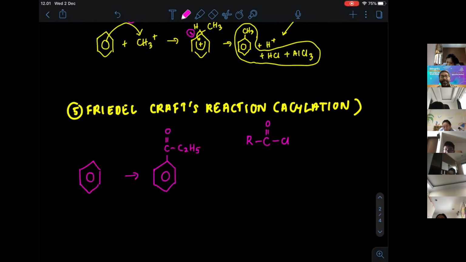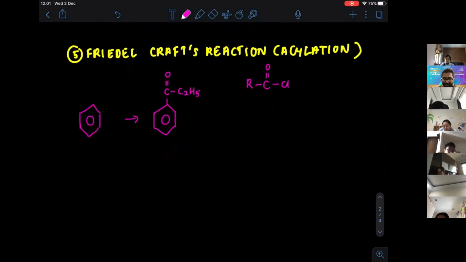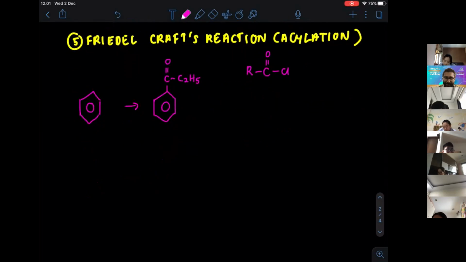Let's change a bit. Not only CH3, R can be anything, which is going to be CH3, C2H5, C3H7, and so on. So let's say now I want to write down the mechanism of the reaction of this. I want to write down the mechanism.